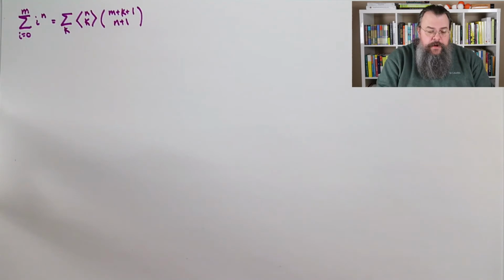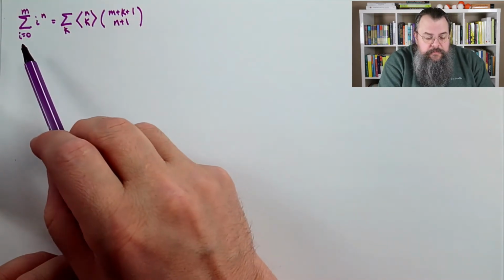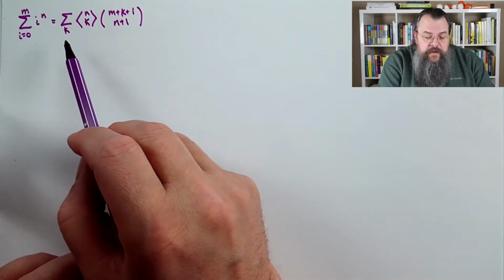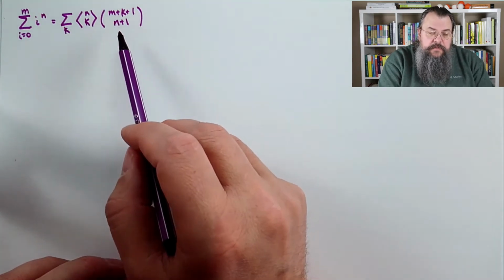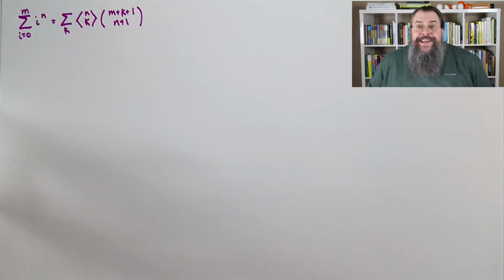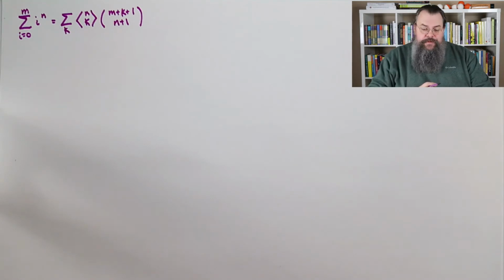So we've rewritten the formula we just argued. And so this is the sum from 0 to m of i to the n, which is the sum over k of this Eulerian number, n k, times this binomial coefficient, m plus k plus 1 choose n plus 1. Okay. So now let's do concrete examples.